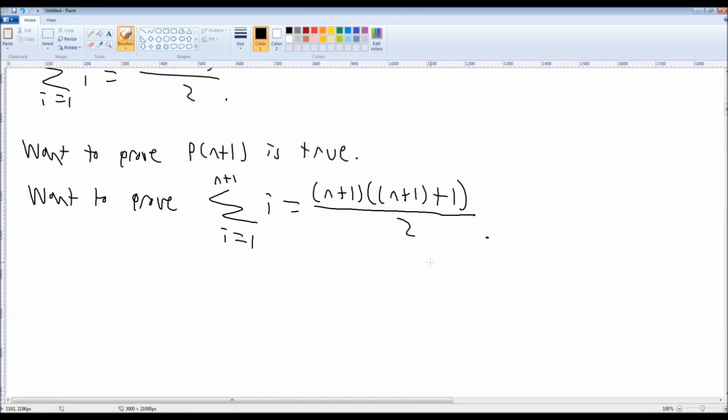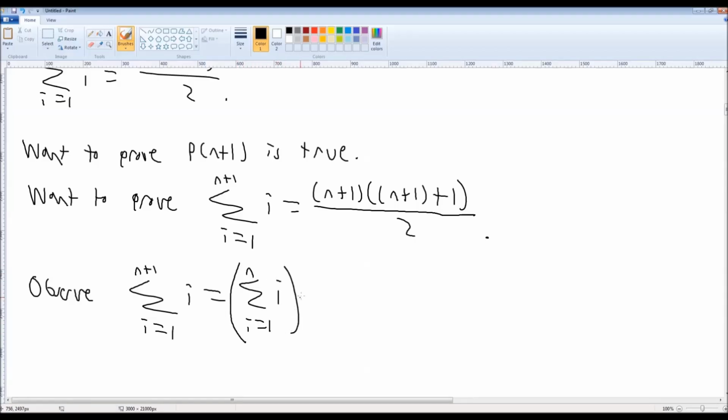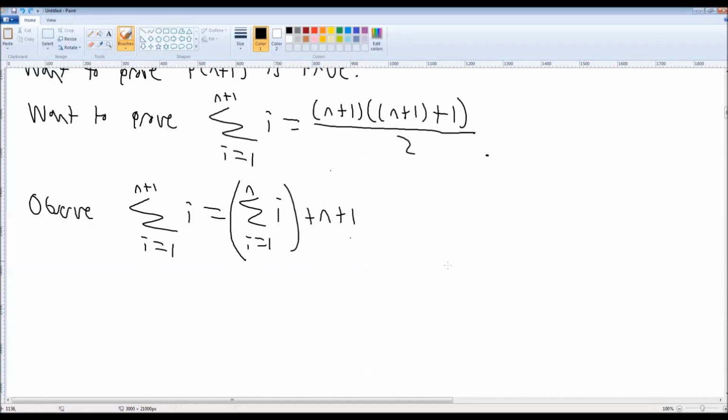Okay, well, how do we prove this? Well, observe that if we take this sum, can we simplify this? Well, this is the same as the sum from 1 to n plus n plus 1. Okay. To add the first n plus 1 terms, you add the first n terms, and then after that, you just add n plus 1, the final term.